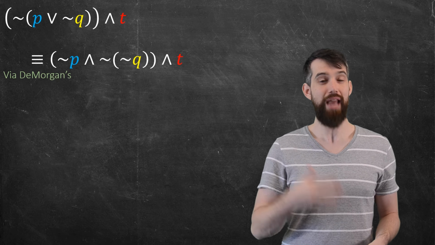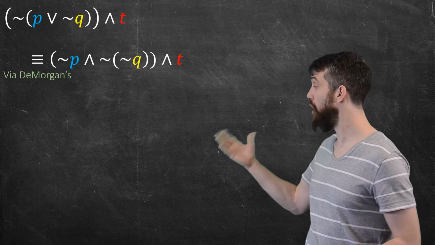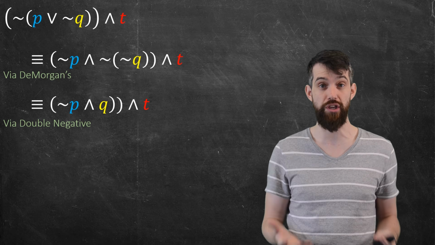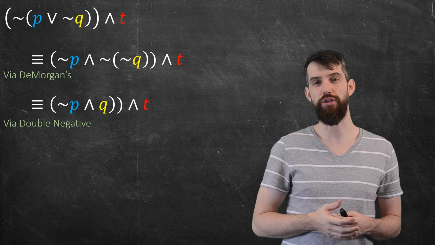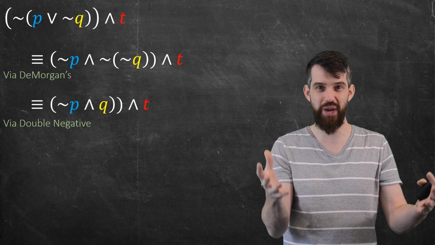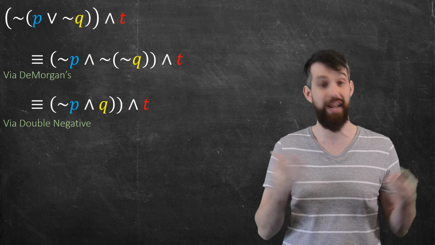Okay, well, now I could do a double negative thing. I have a not not Q here, so let me apply my double negative rule, and so this is just not P and Q, and then finally and a tautology. Okay, it's already gotten a little bit cleaner. Well, what about this thing where I've got a big thing in brackets, and then I put and a tautology? Can I clean that up?